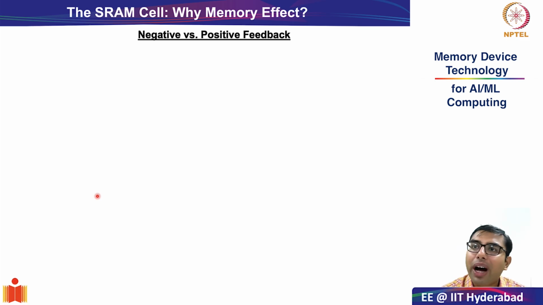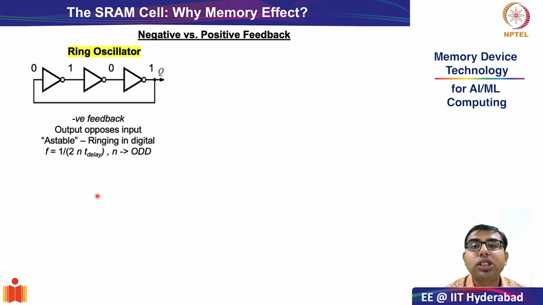To understand why there is a memory effect in SRAM cells, we have to understand the concept of negative versus positive feedback. So what is this concept of negative versus positive feedback? In the previous slide, we saw that an SRAM cell is nothing but a cross-coupled inverters where the number of inverters is 2. What happens when the number of inverters is 3, or for that matter, any odd number?